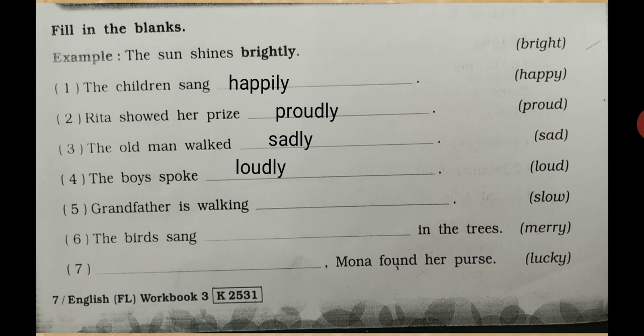Loudly. Grandfather is walking dash. What is there in the bracket? Slow. Slow becomes slowly. The birds sang dash in the trees. Here what will be in the bracket? Merry. And what will be the spelling of merry in adverb form? Have you remembered the rule of Y? We remove Y and add ILY. So merry becomes merrily. Understand?